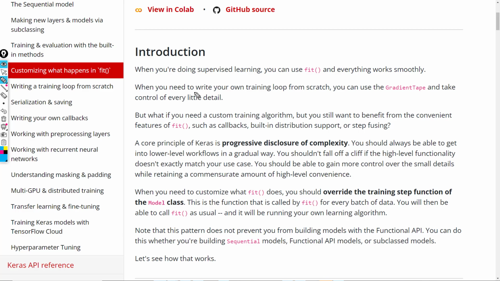This point of view is also shared by the creator of Keras, Francois Chollet, who says here, a core principle of Keras is progressive disclosure of complexity. So this means that the way Keras has been built is such that just anyone could get started. You don't need some special degree or some special knowledge in math to get started, but depending on your needs, you should be able to get into lower level workflows in a gradual way.